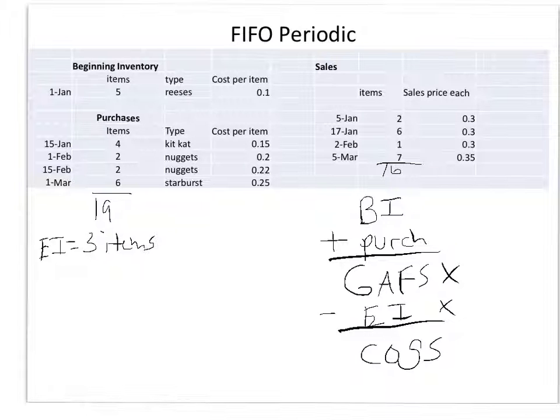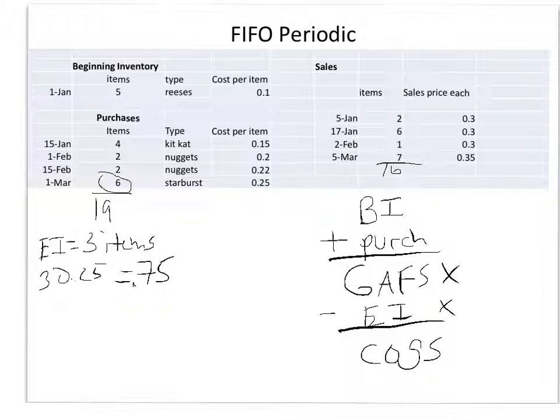But the question is, which 3 items do we have in our ending inventory? Well, remember, this is the FIFO, first in, first out, and it's periodic. So what we need to do is look at, we've sold things first in, first out. So the ones that are in our inventory now at the end are from this last group, okay? So we have 3 Starbursts left, and they're 25 cents a piece. So we have 75 cents in our ending inventory.